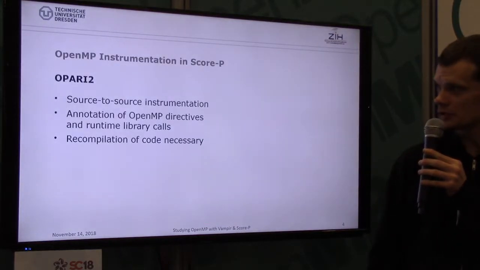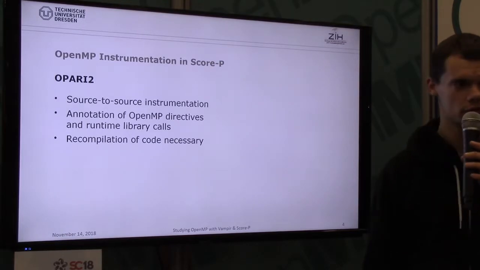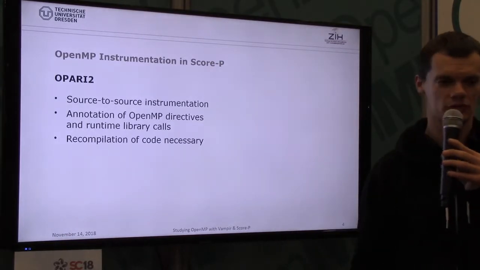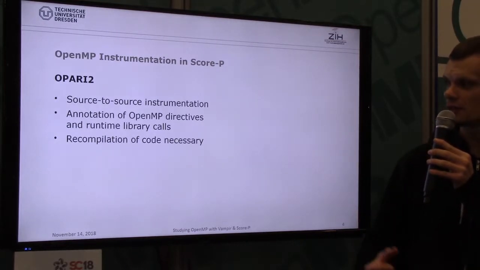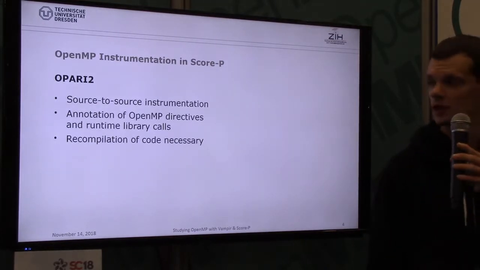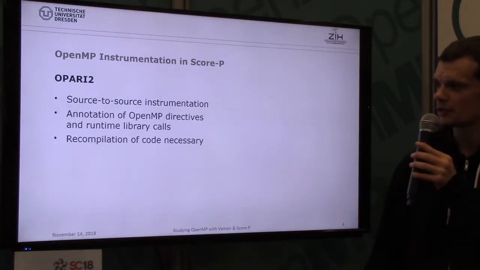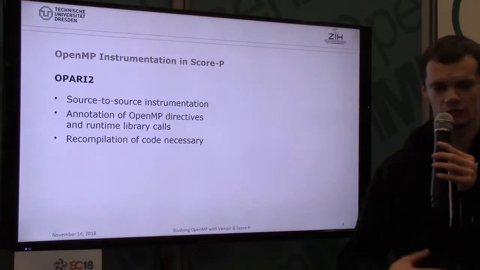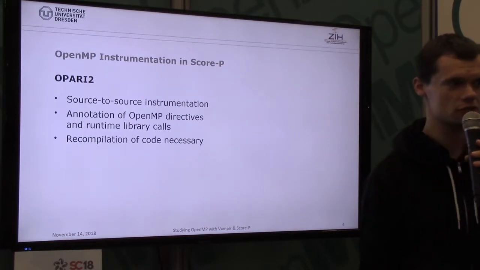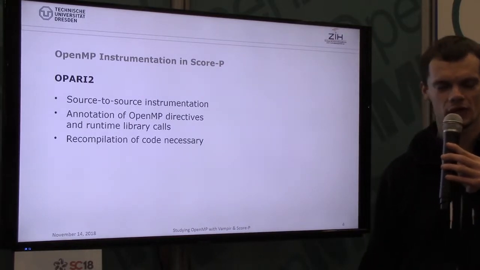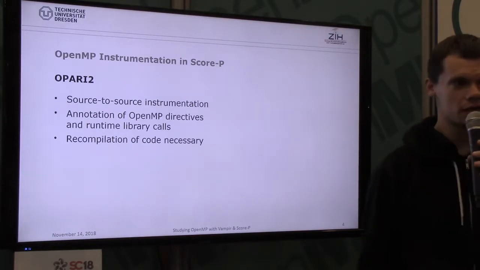So what we are currently using for OpenMP instrumentation in Score-P is the Opari2 instrumenter. This is a source-to-source instrumentation, so you parse the source code of your application, and then you annotate the OpenMP directives and runtime library calls. And this works quite well, but the major issue here is you have to write the source code parser on your own, and you need a recompilation of your source code, which sometimes is a little bit messy, and it can be done easier.